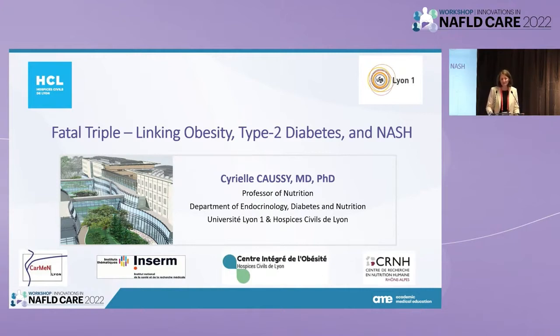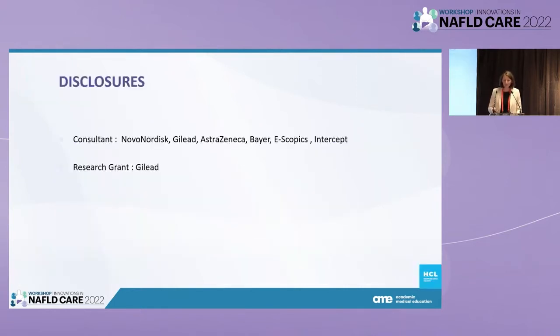And my task will be to try to integrate this fatal triple linking obesity, type 2 diabetes, and NASH. As you said, I'm a professor of nutrition and endocrinologist, and the patient that I'm seeing every day has obesity, type 2 diabetes, and NAFLD or NASH. You'll see that it's not always an easy task to combine everything and also try to understand their individual risk for each individual disease. So I will try to take you over this issue.